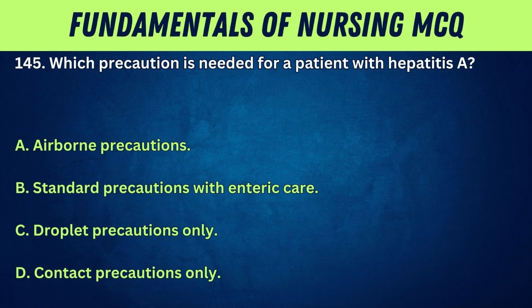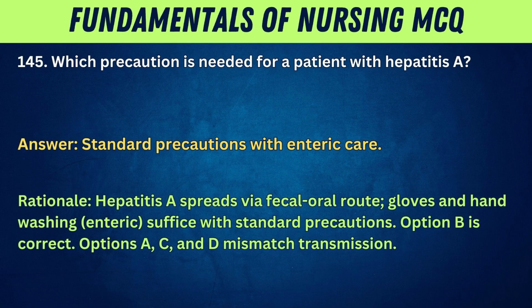145. Which precaution is needed for a patient with hepatitis A? A. Airborne precautions. B. Standard precautions with enteric care. C. Droplet precautions only. D. Contact precautions only. Answer. Standard precautions with enteric care.